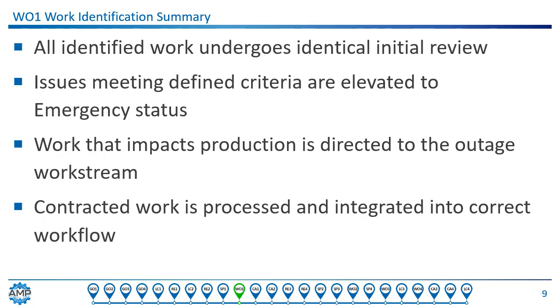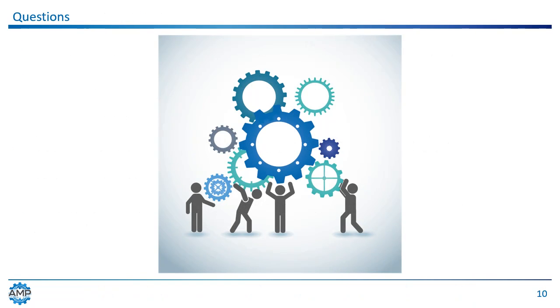To summarize Function 1, work identification is designed as a series of processes that, taken together, ensure that all identified work undergoes an initial review, identically. Issues meeting defined criteria can be elevated to emergency status. Work that impacts production is directed to the outage work stream, and contracted work is processed and integrated into the primary work control processes. This concludes the Work Identification Process Descriptions presentation.